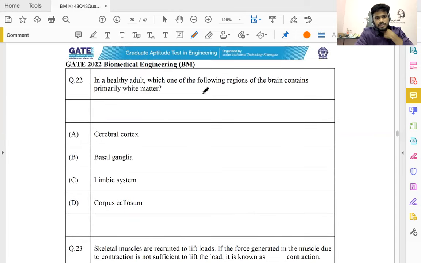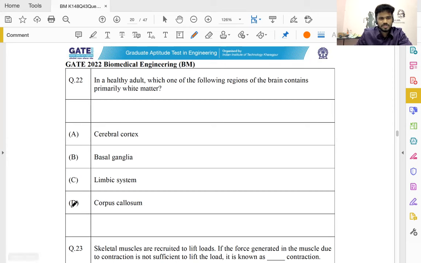In the healthy adult, which of the following regions of the brain contain primarily white matter? We looked at this. I put up a video on T1, T2 relaxations on MRI, where I specifically discussed this based on regions of the brain. White matter is actually gray now, gray matter is white now, because of the T1 contrast image and T2 contrast image. So this is some detail we have come across quite often, at least in terms of MRI.